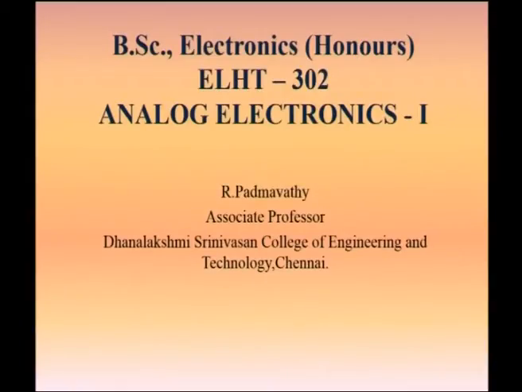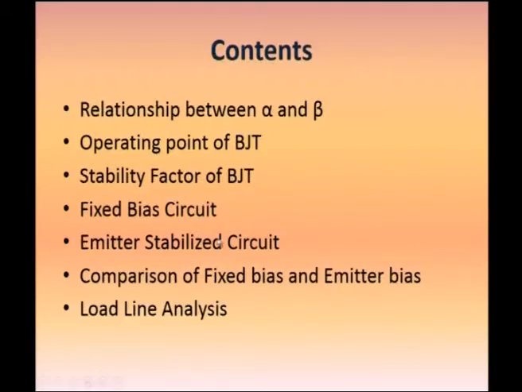Welcome to UGC lecture series BSc Electronics Honours for the subject Analog Electronics. Today we are going to discuss the relationship between alpha, the current amplification factor for common base configuration, and beta, the current amplification factor for common emitter configuration. Then the operating point of bipolar junction transistor BJT, stabilization factor of BJT, fixed bias circuit and emitter stabilized circuit, comparison of fixed bias and emitter bias circuits, and finally load line analysis.